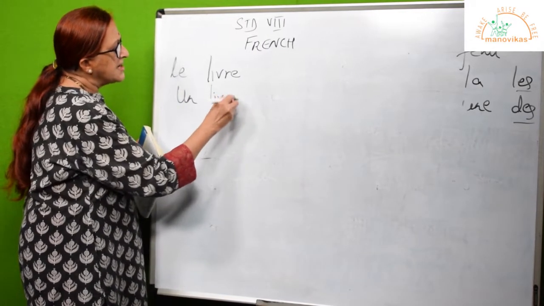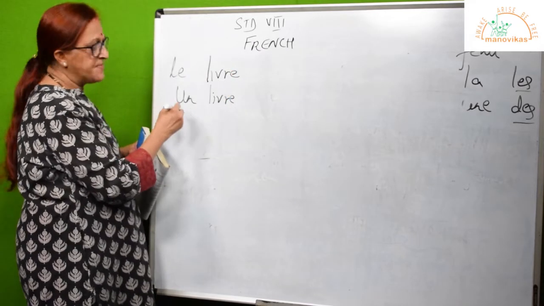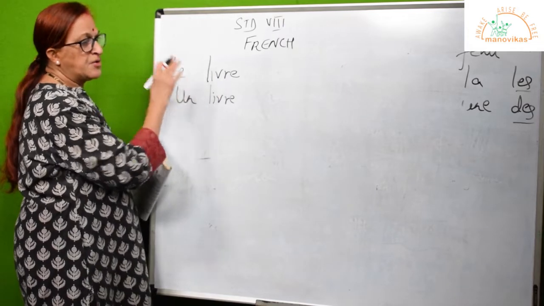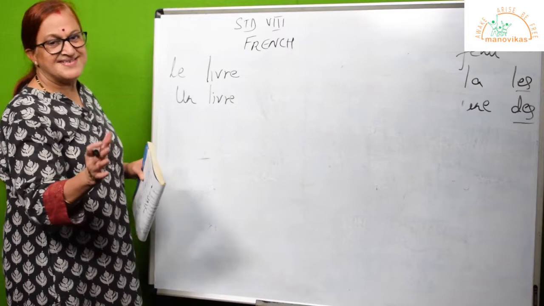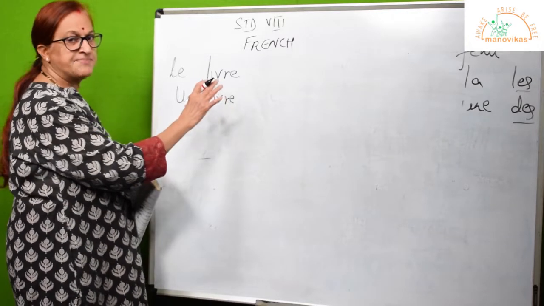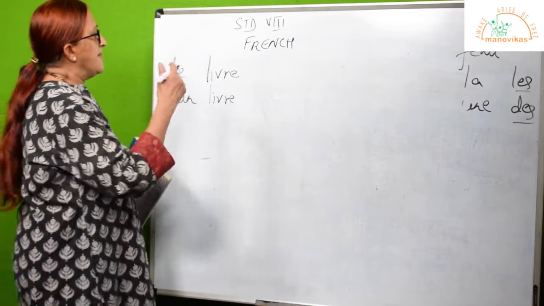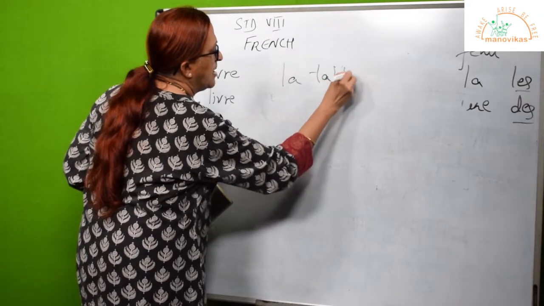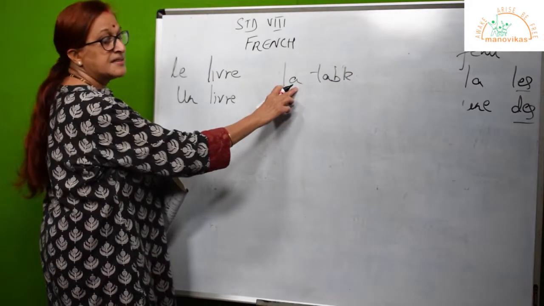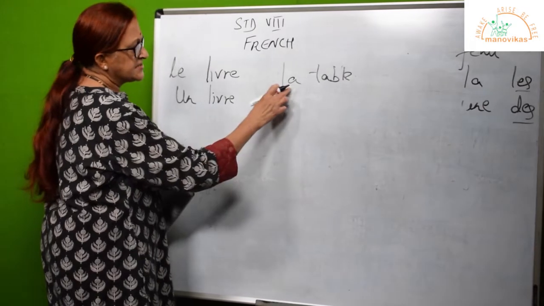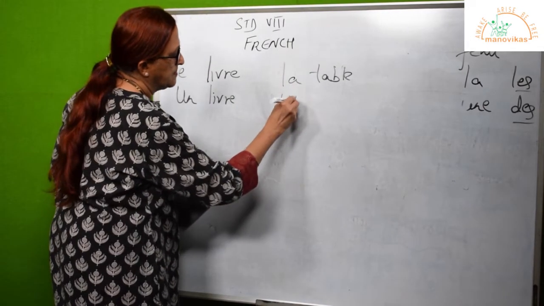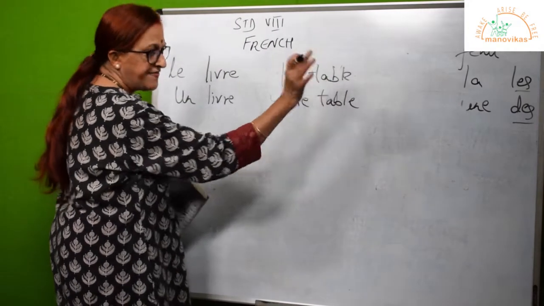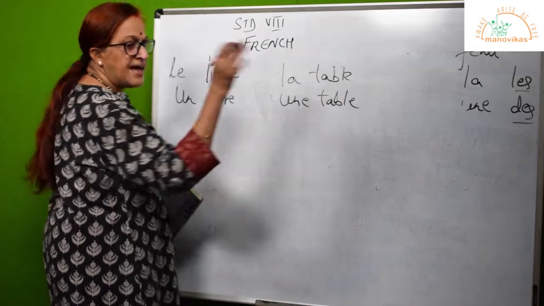So what do I mean by le livre? The book. What do I mean by un livre? A book. And livre happens to be masculine. Now, don't ask me why. Because it's already decided by the French that certain things are masculine, the other things are feminine. Now the same thing with la table. What is table? Table. But it happens to be feminine. The table. Similarly, since it is feminine, un will become une. So here we are talking of the table, a definite table which you know, or a table, any table, une table.